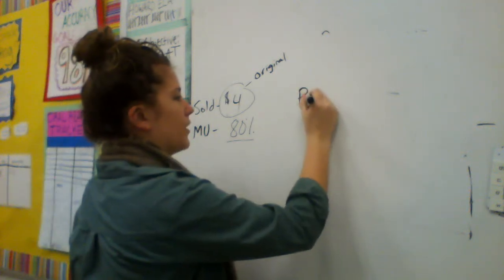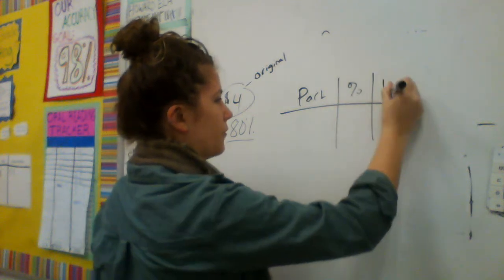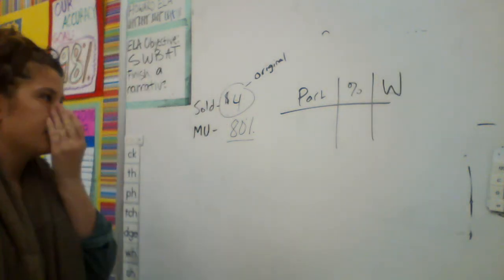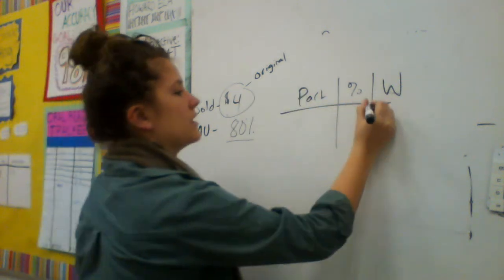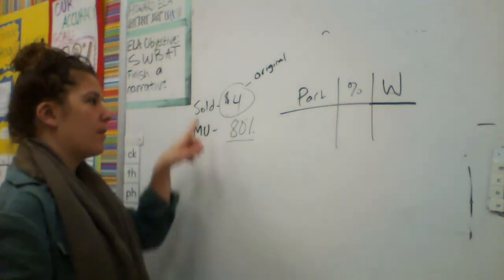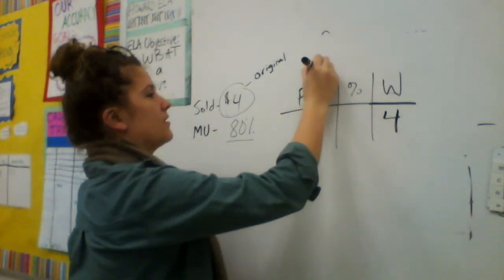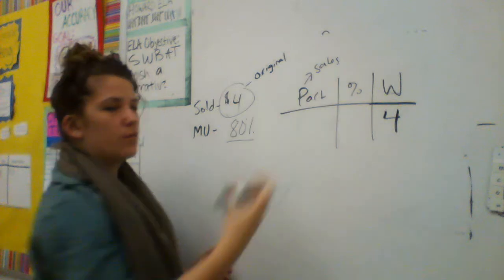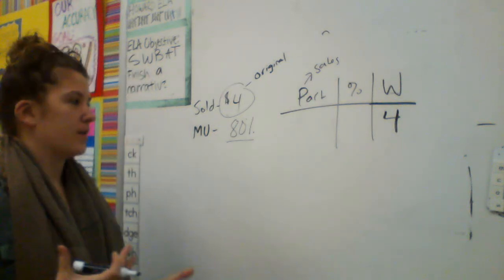What I want to do is part, percent, and whole. Remember that my whole is always my original cost. So my original cost is $4. Part is always my sales price, so the price that it will be in the store. And then my percent is my markup or markdown.